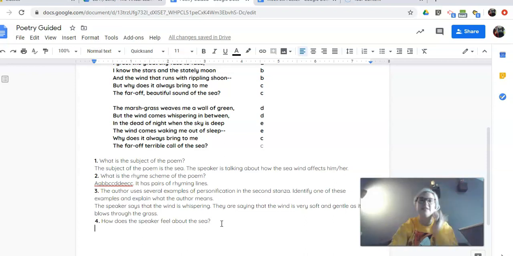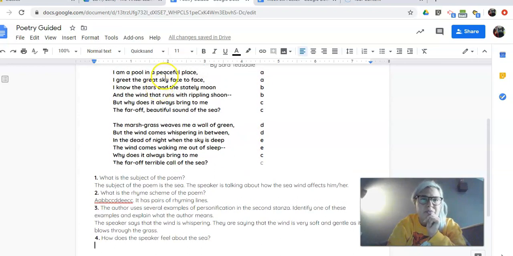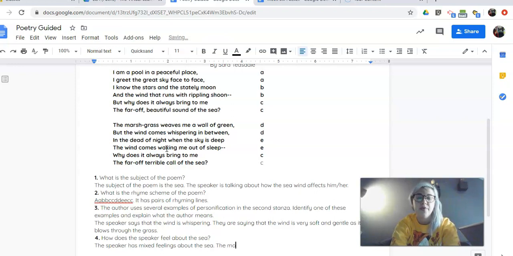So how do they feel about this sea? At the beginning, they talk about being peaceful and greeting the sky and seeing the moon, and this is lovely and the sea is beautiful. But then it gets to this negative, dark, terrible thing. So we're going to say the speaker has mixed feelings about the sea, and then we're going to describe the mood. So the mood, the first stanza is very peaceful and calm. However, mood, second stanza is dreary, dark, and almost frightening, right?